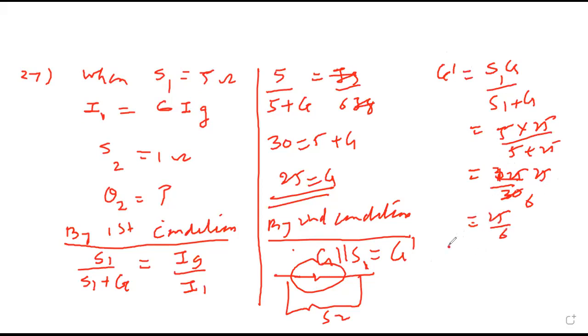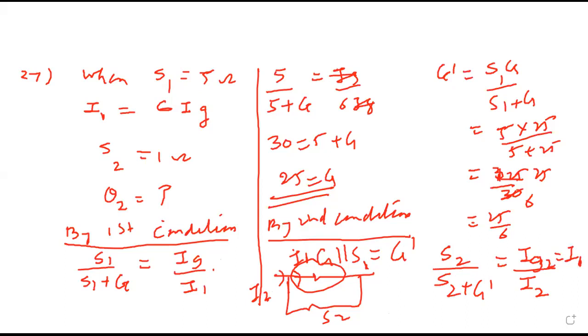This is shunted further. S2 upon S2 plus G dash. Now IG becomes I1 and the new one I am writing I2. This IG further shunted, that becomes our IG in the next case. New current is I2. So old current IG will become I1. Yes, sir. That is the meaning. Just copy till this.